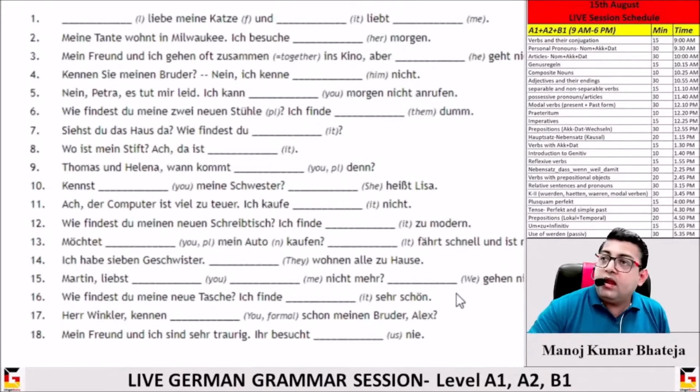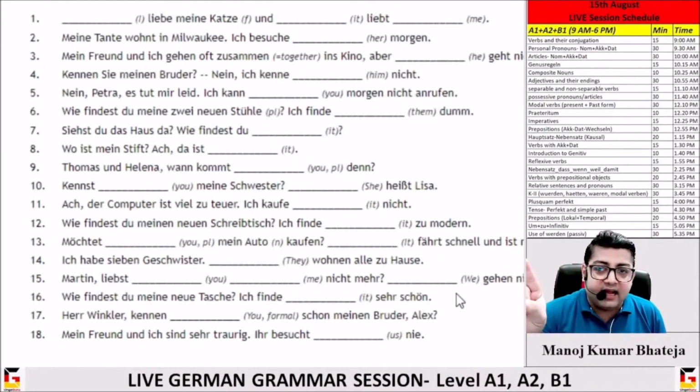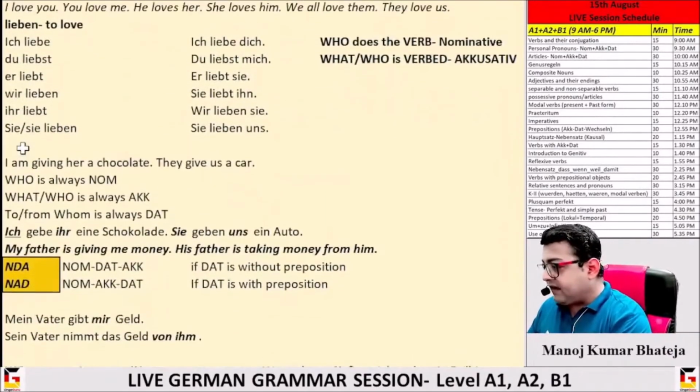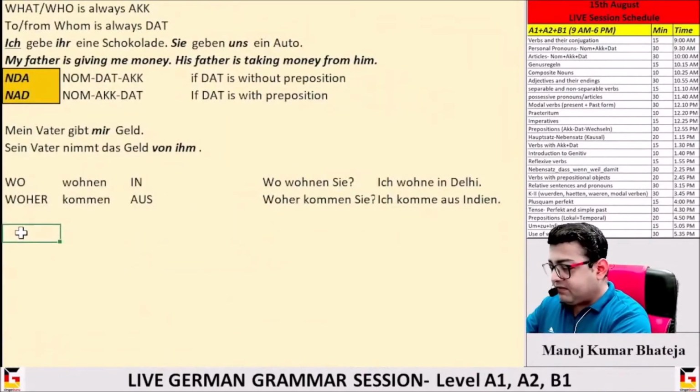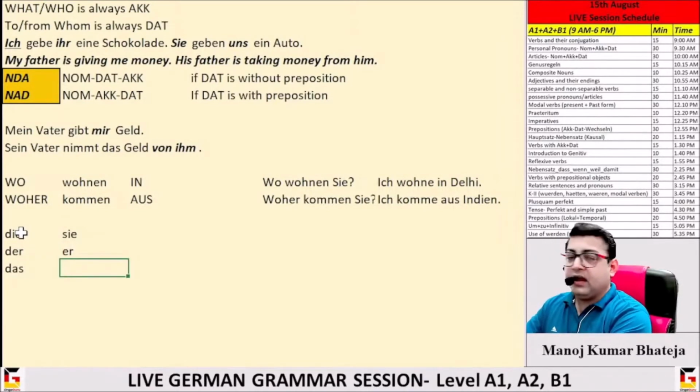What will I write in the it form? What is this it referring to? It is referring to the cat. What is the article of cat? Die Katze. So die becomes what for us? Sie. Whenever we have die, the pronoun we use is going to be sie. If the article of a noun is der, we use the pronoun er. If the article of a noun is das, we use the pronoun es.